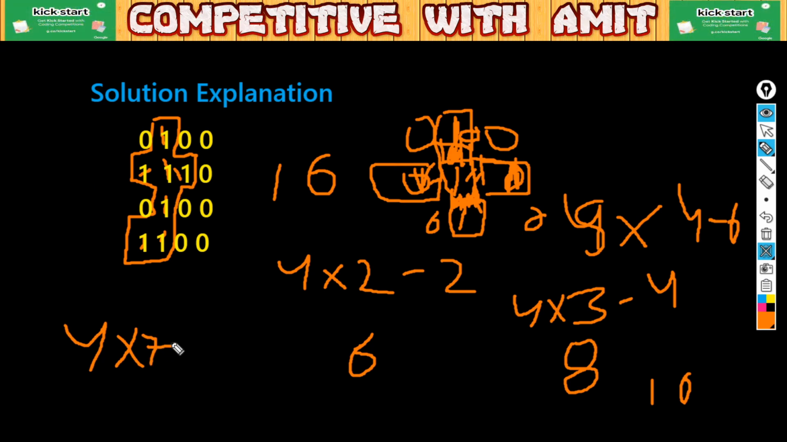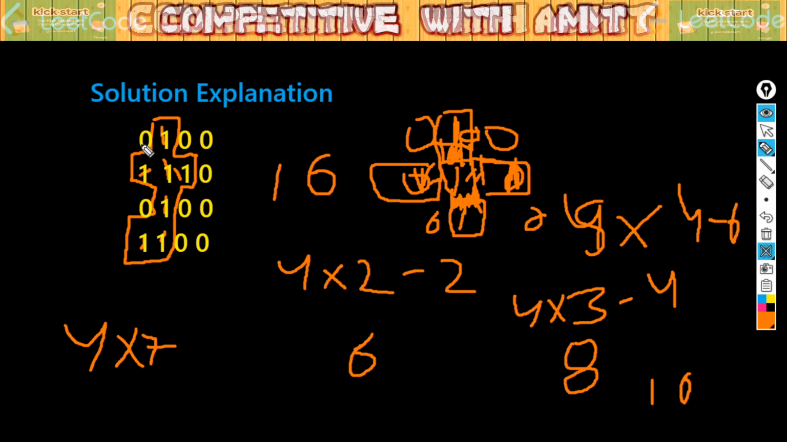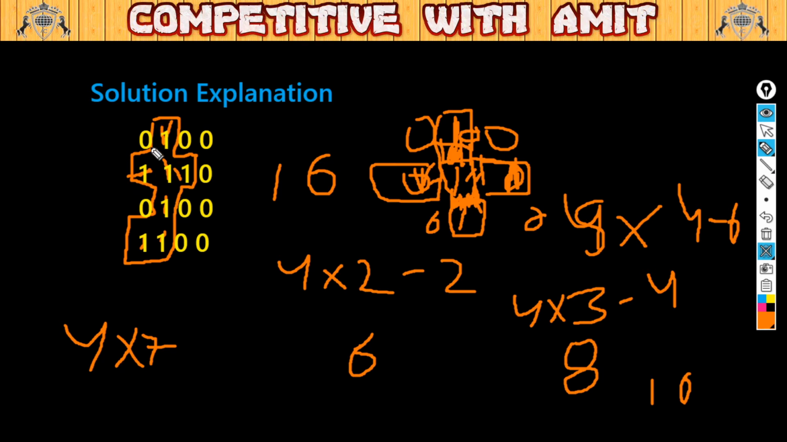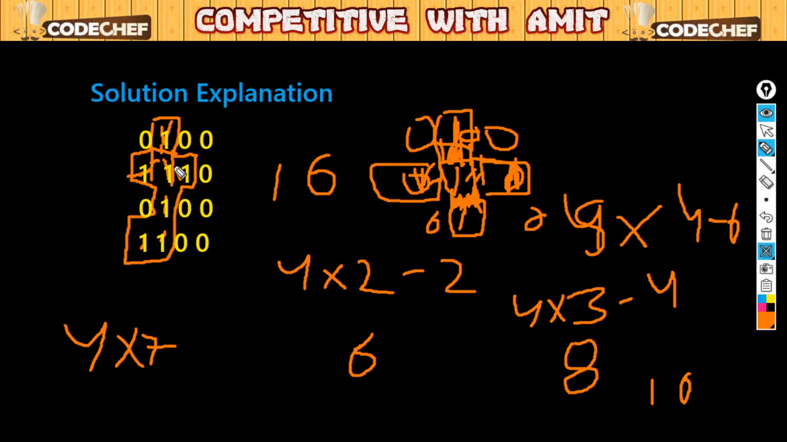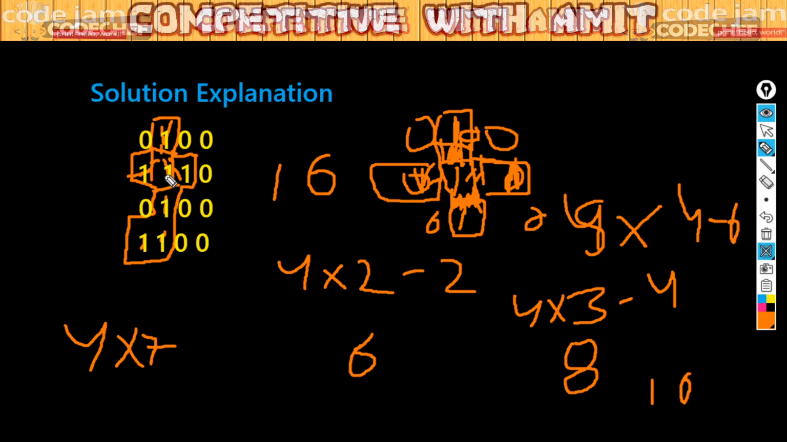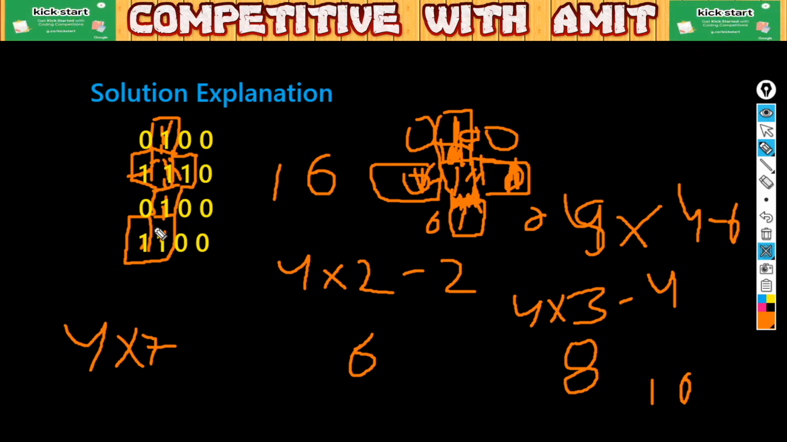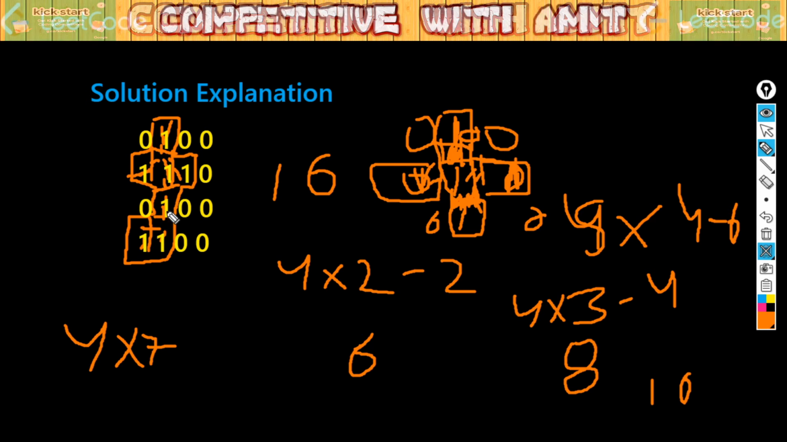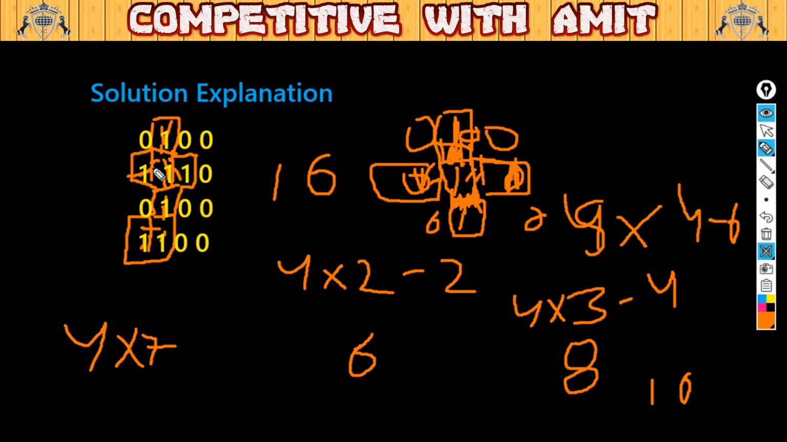Now we will find the connected ones. In this, this 1 is connected with this, this is connected with this, this is connected with this, this is connected with this, and this is connected with this. So how many lines will there be? This is 1, 2, 3, 4, 5 and 6. So what we'll do is subtract 6.